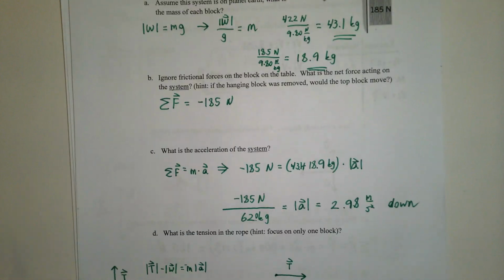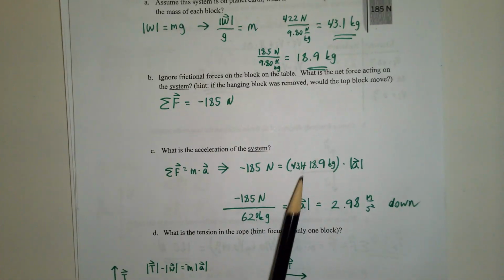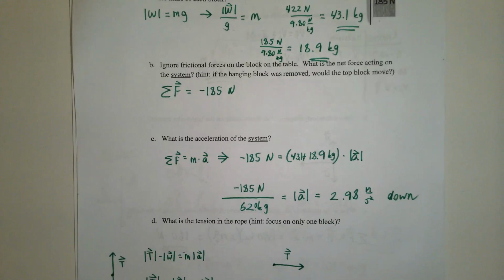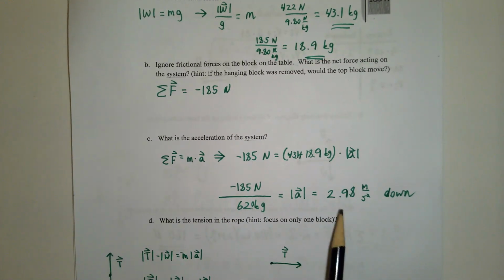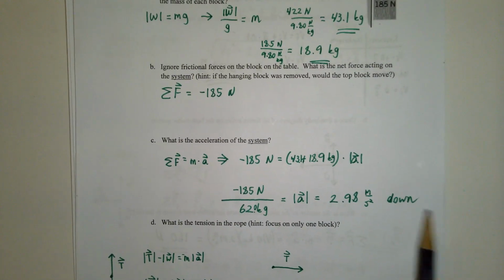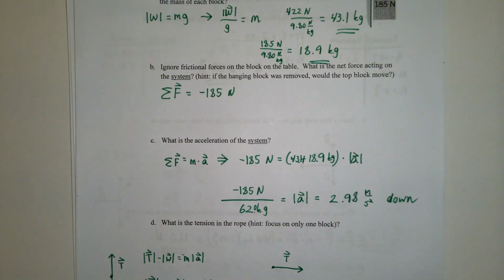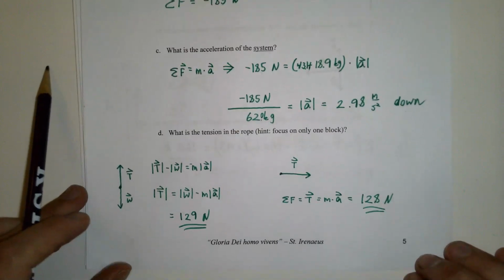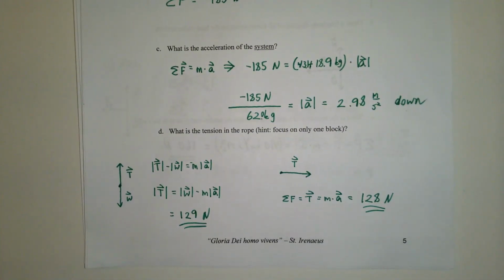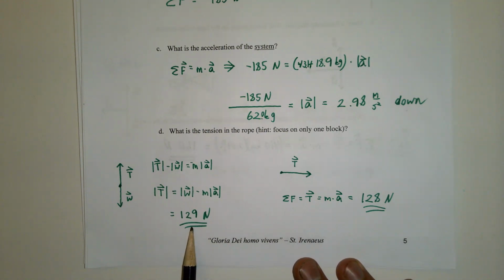Now that we know the net force, we say, well, that force is acting on a system that has a total mass of 62.0 kilograms. So our acceleration must be 2.98 meters per second squared, down for this block or to the right for this top block. Finally, looking at the tension in the rope, we could use the free body diagram for one block, the 422 Newton block, or the 185 Newton block. It does not matter. We find that they are, at least to two significant figures, which would be more appropriate here, 129 or 128 Newtons.